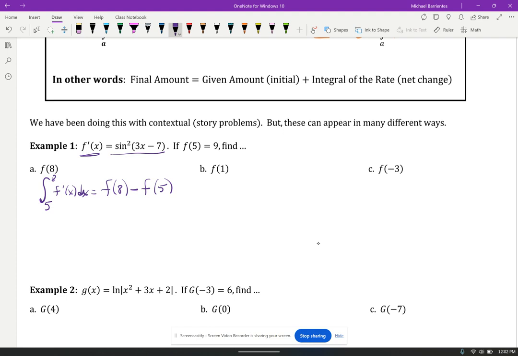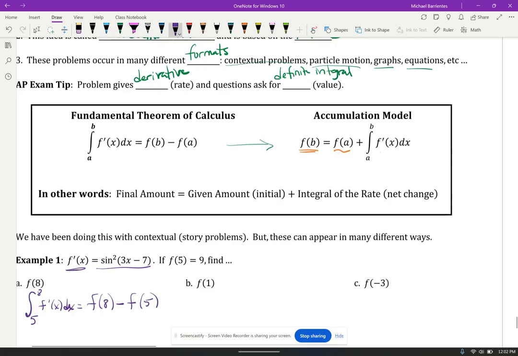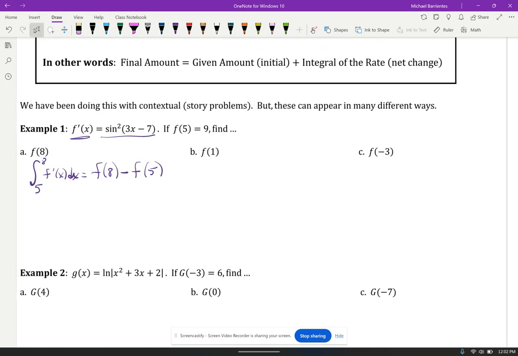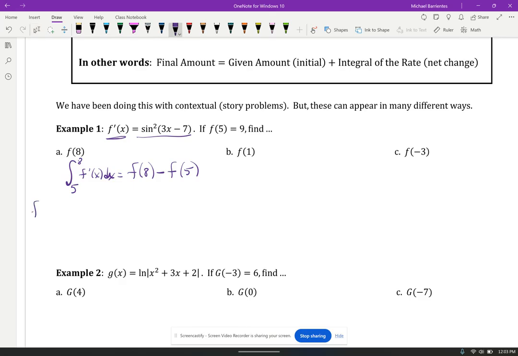Oh, but we know what f of 5 is. f of 5 is 9. So I can replace this with 9, and if I'm trying to figure out f of 8, I can just add this over. So I'm basically using this accumulation model to figure that out. Another way I could write this is f of 8 is equal to f of 5, which is the starting value, plus the integral from 5 to 8 of the function f prime.